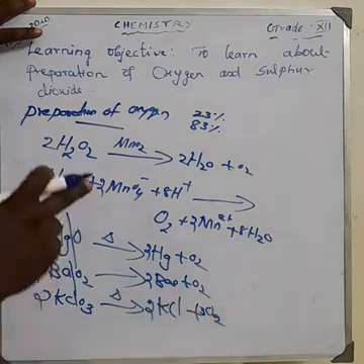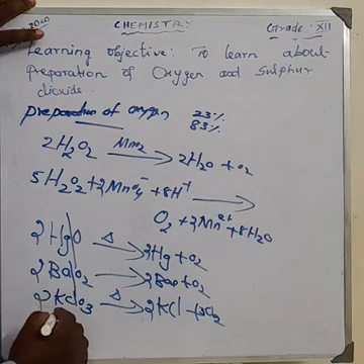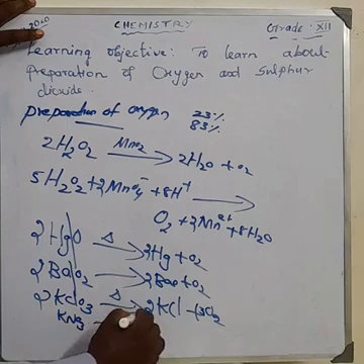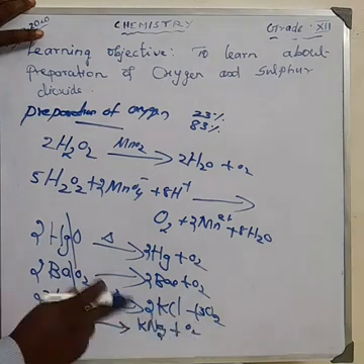Next, potassium nitrate is converted to potassium nitrite. What is the formula for potassium nitrate? KNO3. Am I right? KNO3. It is converted to KNO2 plus oxygen.